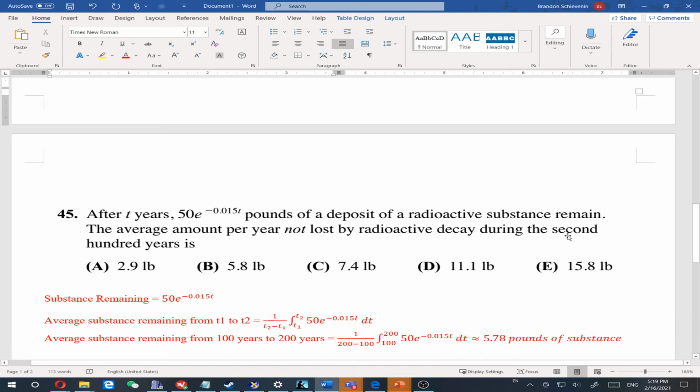So if I want it during the second 100 years, so that's from year 100 to year 200, what would the average amount of substance be? And if we integrate that, we get about 5.78, which is closest to B. Any questions on what we did here? Oh, I understood. All right.